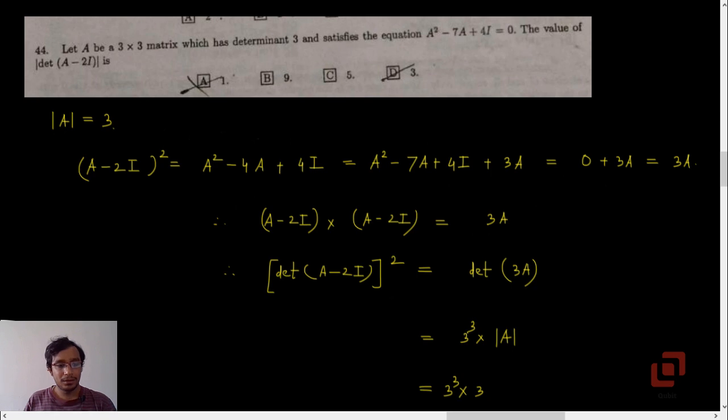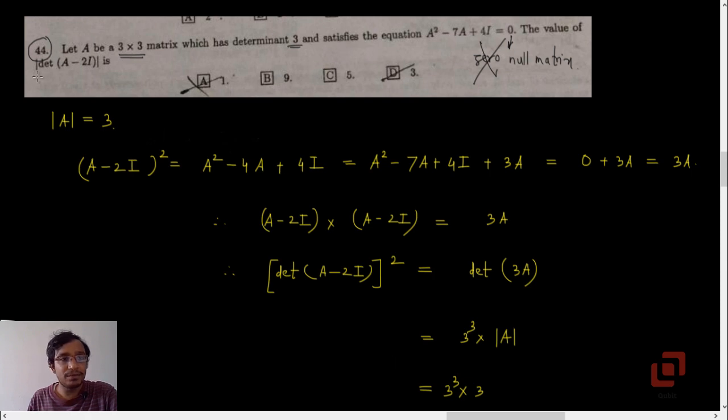Okay, question number 44 based on determinants and matrices. Let A be a 3 by 3 matrix which has determinant 3. See, now determinant is non-zero, so it is invertible, which may be useful, and it satisfies the equation A squared minus 7A plus 4I is a null matrix. Now some people read this as 0, but we know that adding matrices we are never going to get 0, we are going to get a null matrix.